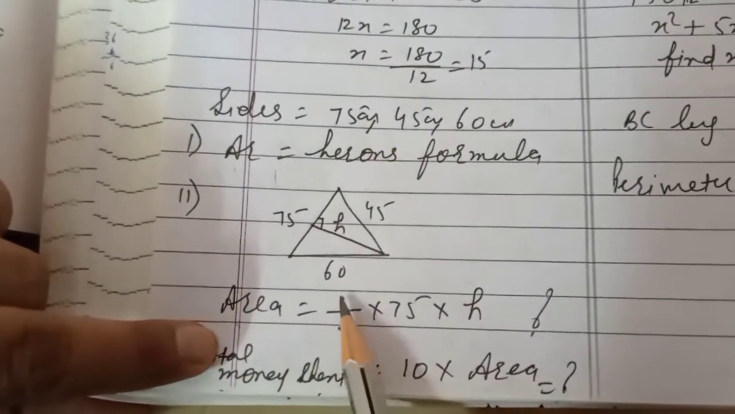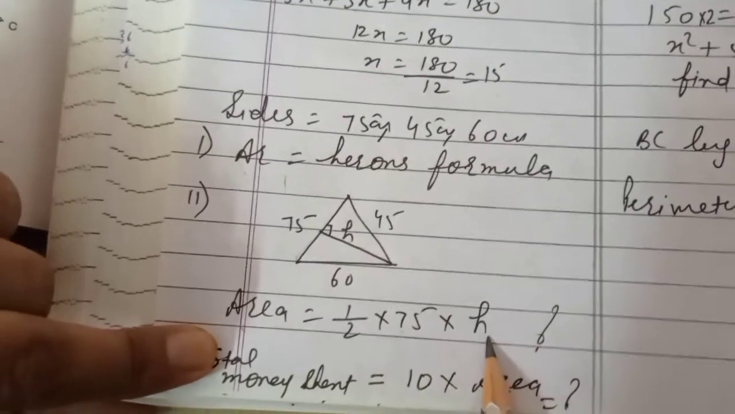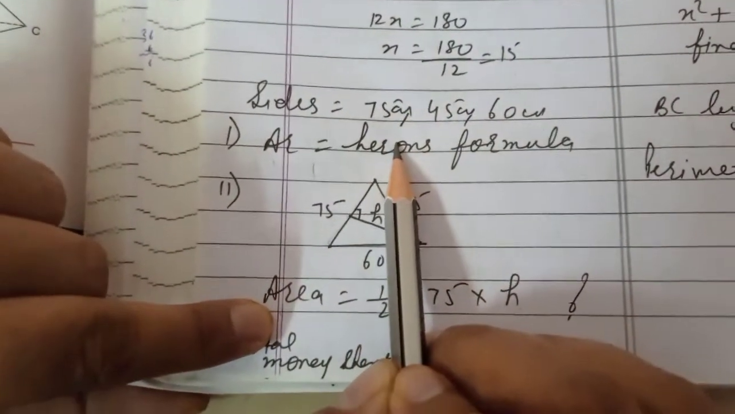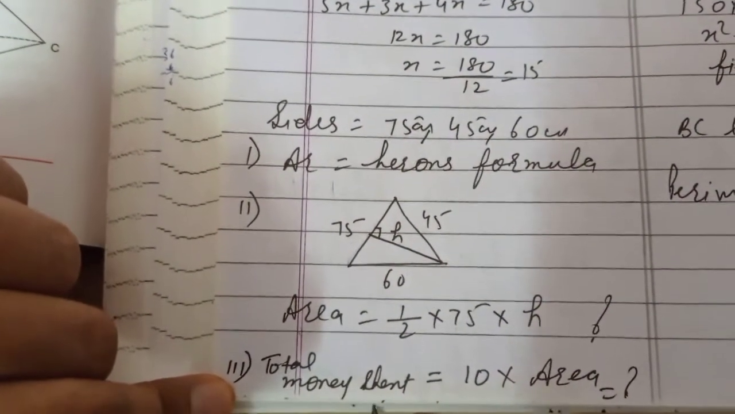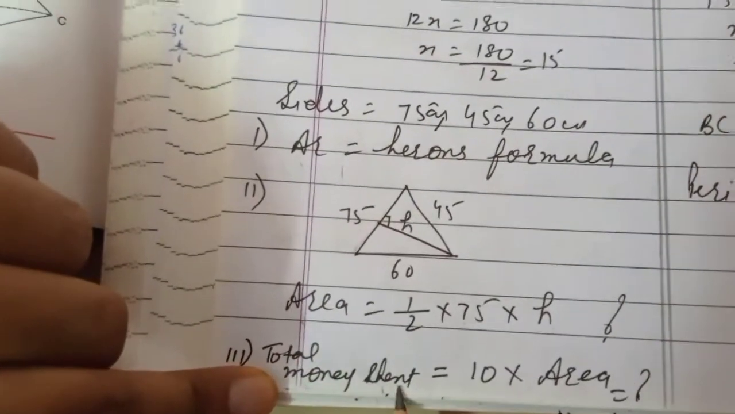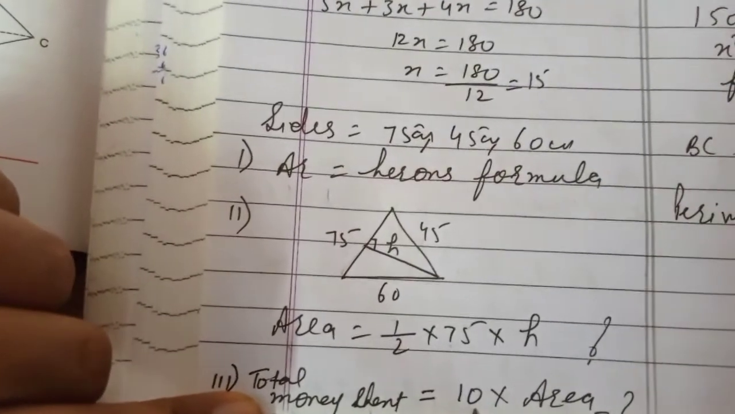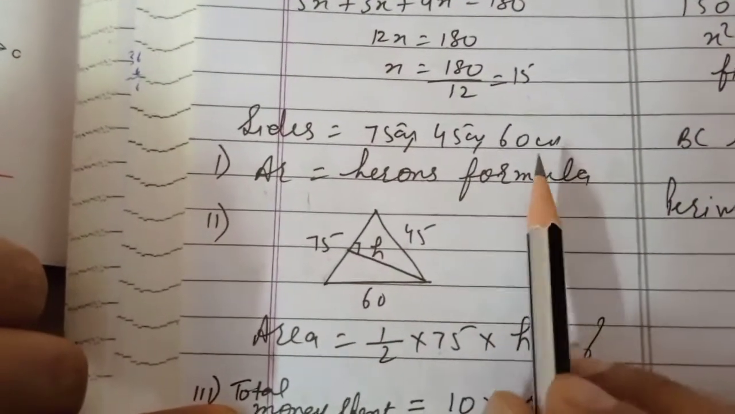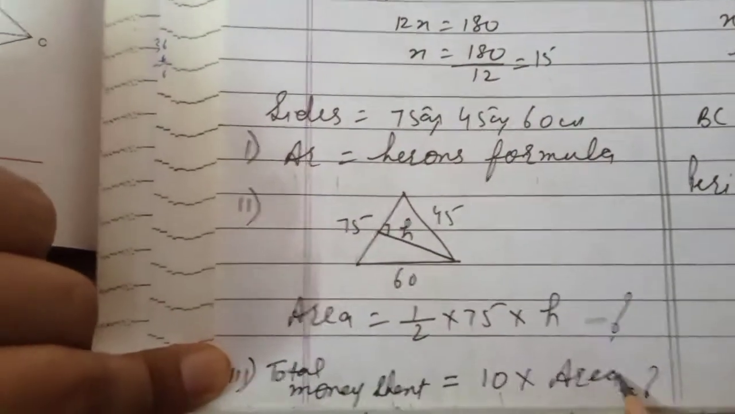Now area will be half. In this case children, what will be the base? 75 into height you have to find out. Area you will use, which you will find in the first part using Heron's formula. Third part, total money spent on leveling. Again leveling is related to area. Total money spent is equal to money spent on 1 meter square, that is given to you as 10 rupees, into total area. Area whatever you find out, you will find from the first part. Put the value and complete the question.